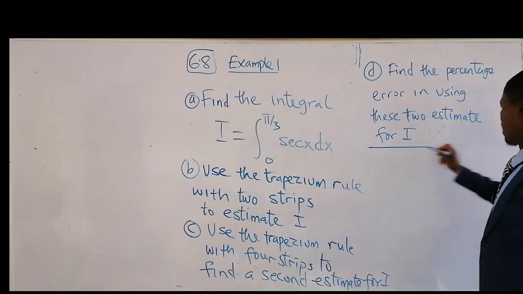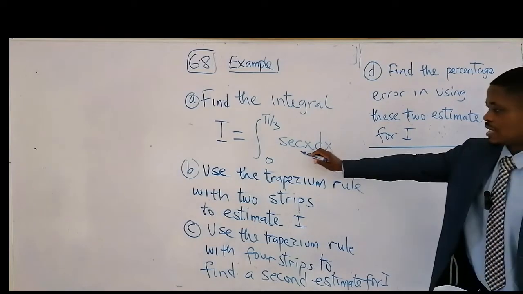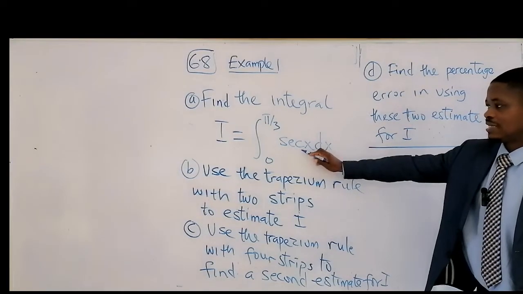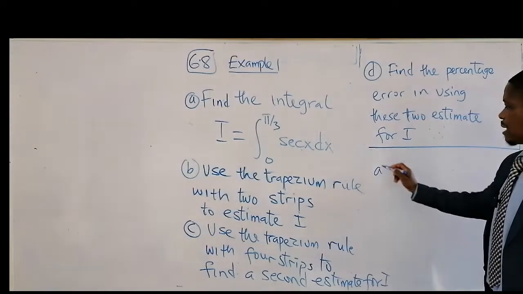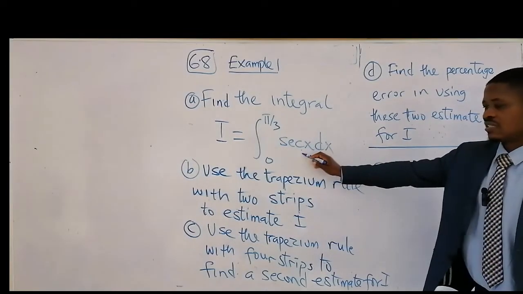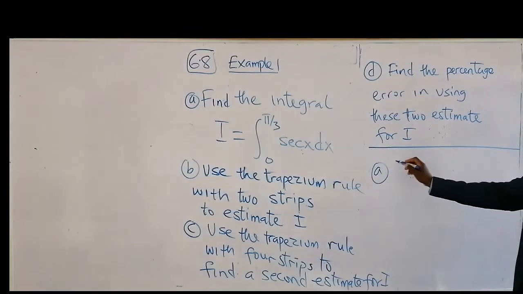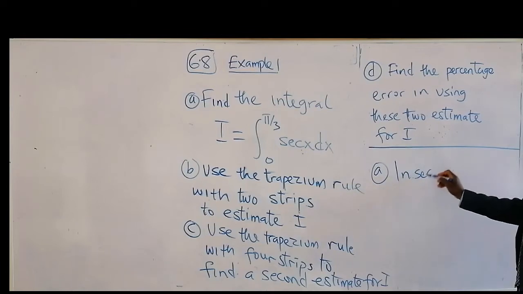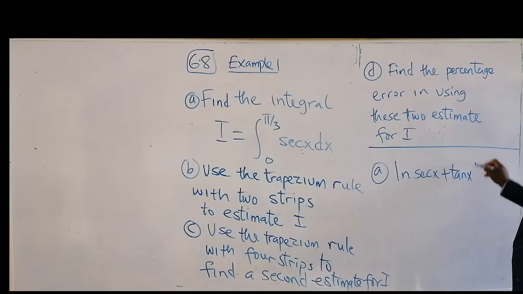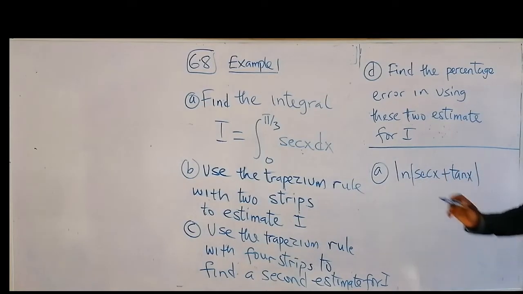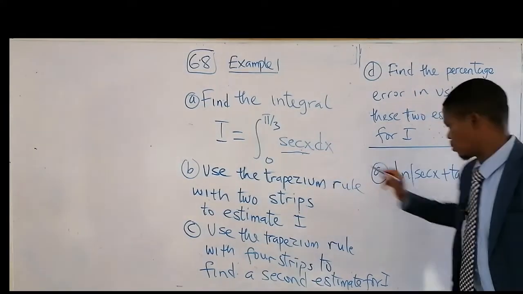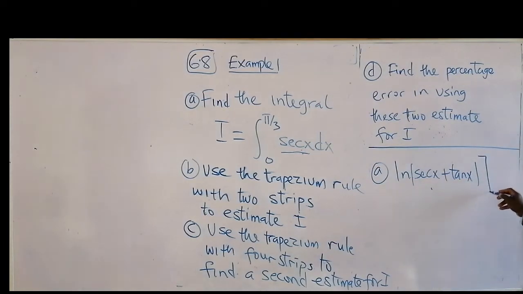the first part, the a part, the integral of sec x. It has a direct table, and that will be ln of sec x plus tan x. So it's straightforward. The integral of this will give us this. Then indicate your upper and then your lower boundary.